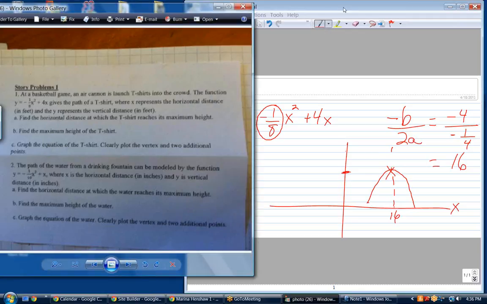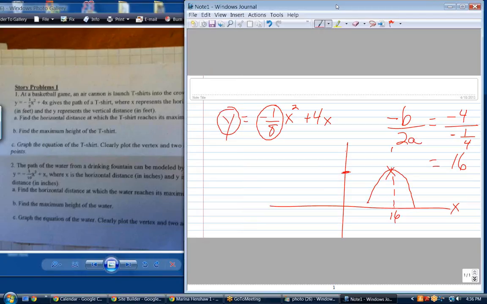Find the maximum height of the t-shirt. What is it? What's the y value going to be here? Yep, equation. So set it up for me. I don't really care if you do the arithmetic, just set it up. So it'd be minus 1/8 times 16 squared plus 4 times 16. Right. Once we get to that part, I'm comfortable you can figure it out from there. You can always use your calculator, but let's go on.